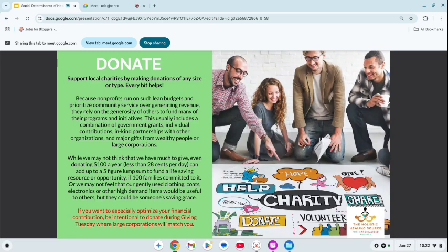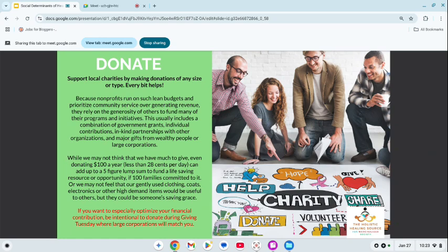Next, donate. Support local charities by making donations of any size or type because every bit helps. Because nonprofits run on such lean budgets and prioritize community service over generating revenue, they rely on the generosity of others to fund many of their programs and initiatives. This usually includes a combination of government grants, individual contributions, in-kind partnerships, and major gifts from wealthy people or large corporations.